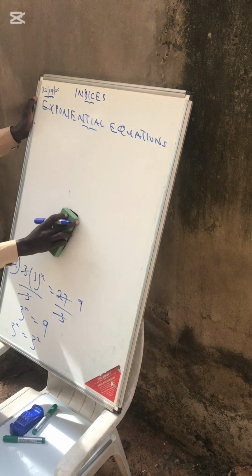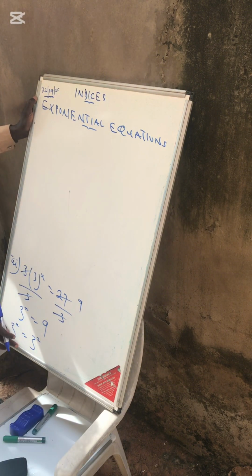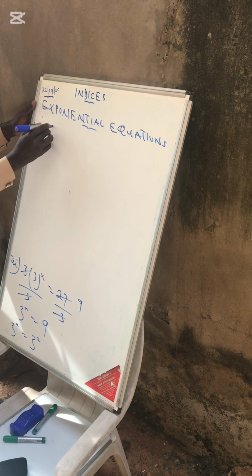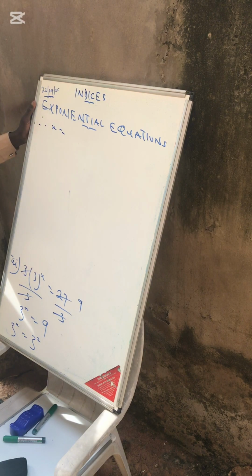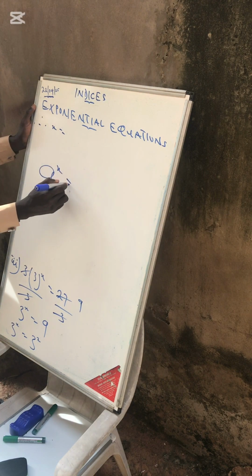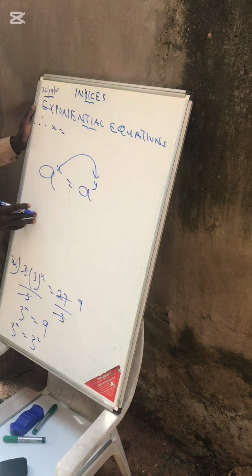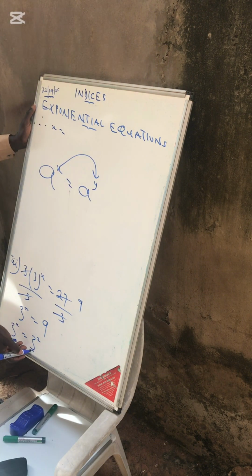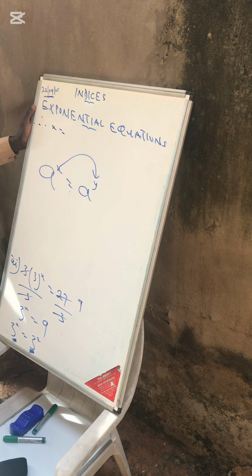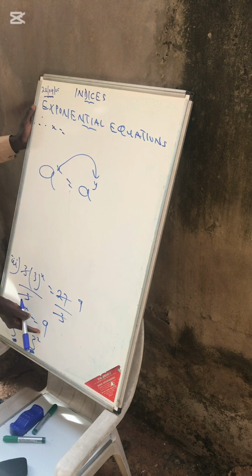Now let's go. What does that mean? I can stop writing. If 3 raised to x equals 3 raised to 2, what does that mean? 3 raised to power x equals 3 raised to power 2. I said if a raised to power x is a raised to power y, that means x is equal to y. The bases are the same. The powers will be equal. So that means x equals what? 2. Do you understand?